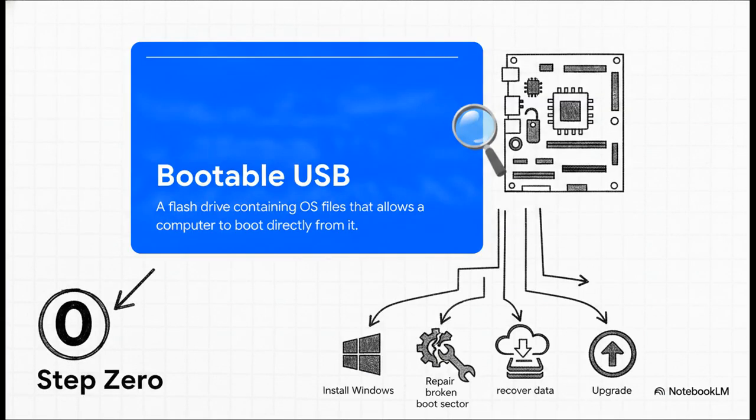And that bridge is the bootable USB. It's basically your IT skeleton key. It's just a simple flash drive, but it's specially formatted to hold an entire operating system's installation files. And it does it in a way that lets the motherboard boot directly from it, completely bypassing the hard drive. Without this, you can't install Windows, you can't repair a broken boot sector, you can't recover data from a corrupted drive, and you definitely can't upgrade. It is absolutely step zero.